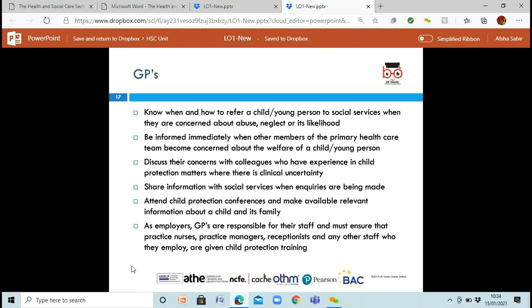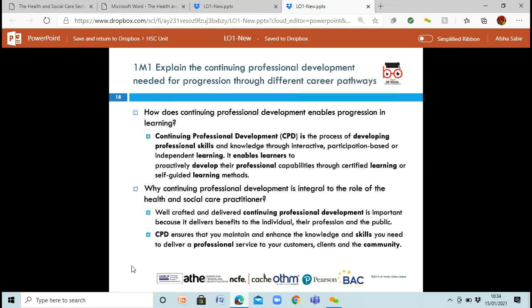So that was GPs and social services. We're going to go on to our merit question now on here. So 1 merit 1, which is explain the continuing professional development needed for progression through different career pathways. Now, I love CPD.